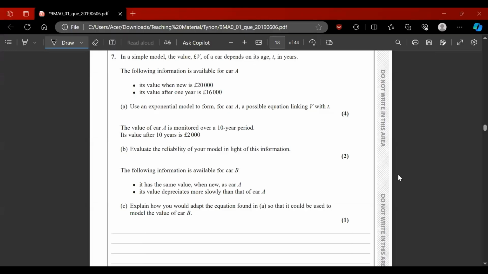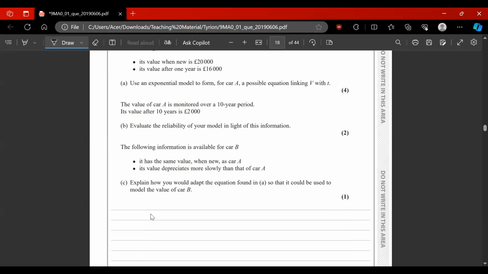So in question 7, in a simple model, the value £V of a car depends on its age t years. The following information is available for car A. Its value when new is £20,000 and its value after 1 year is £16,000. Using an exponential model, form for car A a possible equation linking V with t.